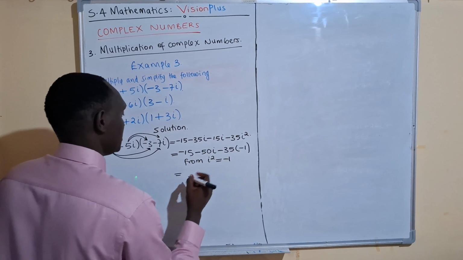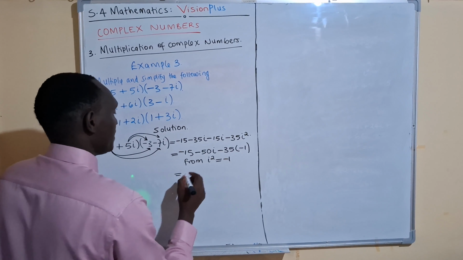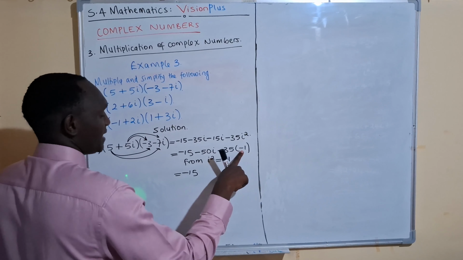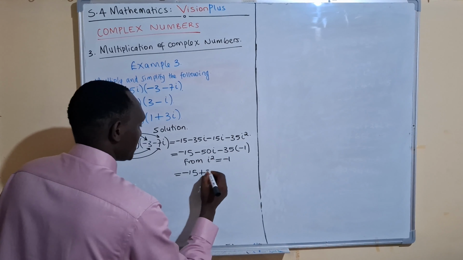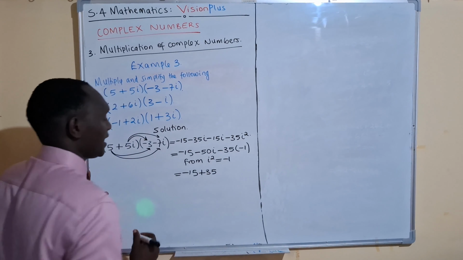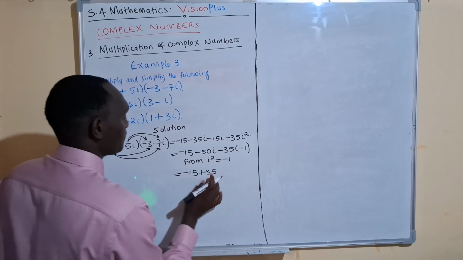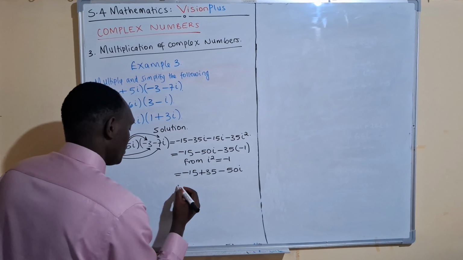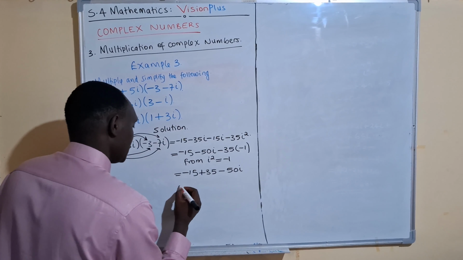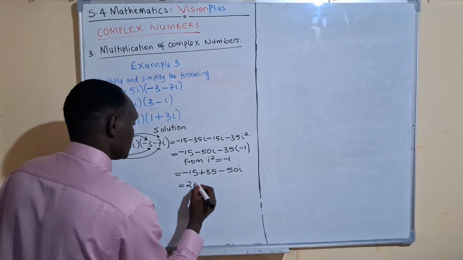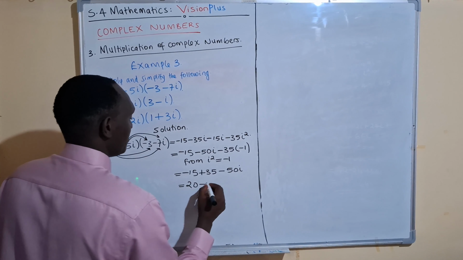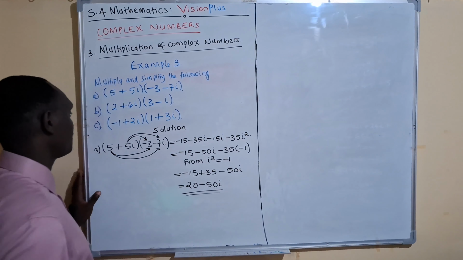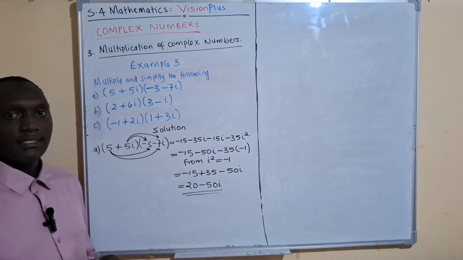So we shall now have -15. What is -35 times -1? It becomes positive 35. And I've collected the like terms: these are the real parts together, and then the imaginary part is -50i. What is -15 plus 35? That is simply positive 20. So we have 20 - 50i, and this is the solution for part A.